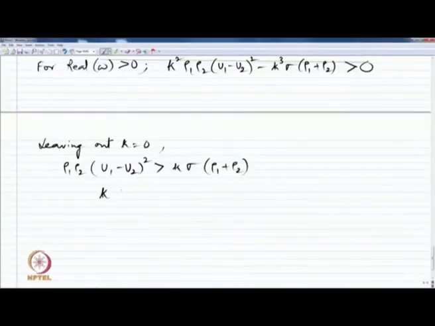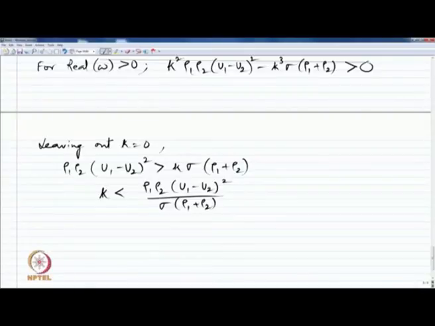So, if I rewrite this, so this is the condition for instability, that for a given rho 1, rho 2, u 1, u 2 and sigma, all k less than this would have a positive value of the real part of omega. So, this quantity is what we will call our k cutoff.